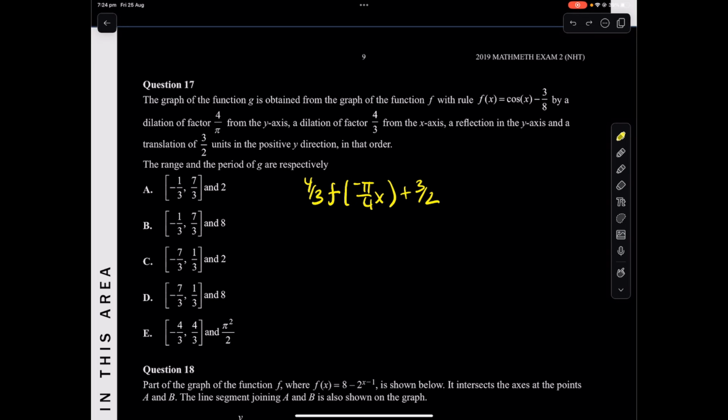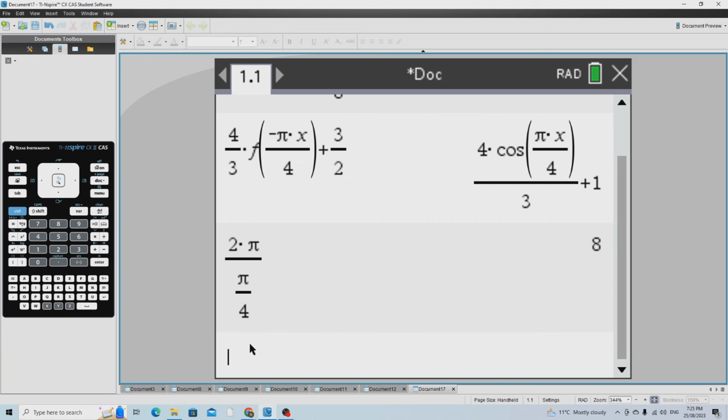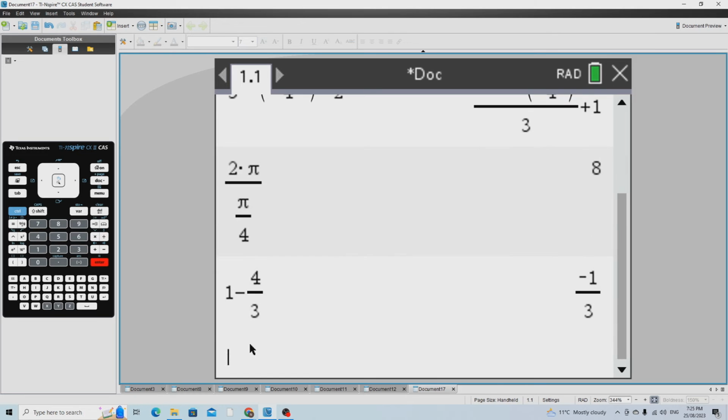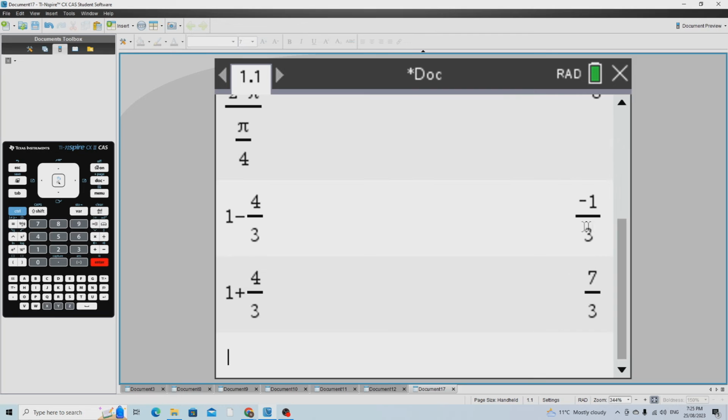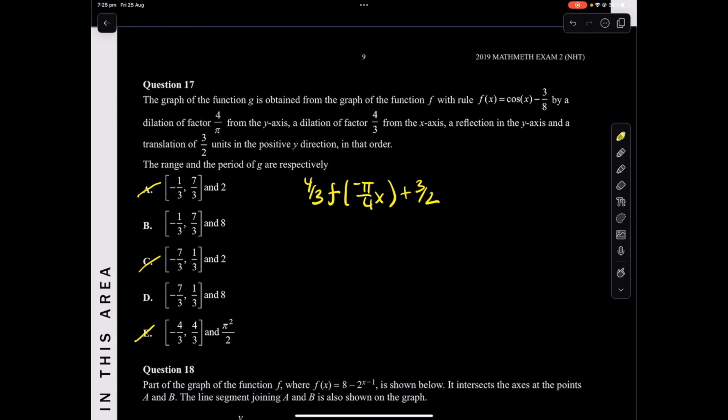Let's look at the answers here. Your period is 8. So it's not E, C, or A. And your range, if you look in the function, your range is 1 minus 4 over 3 and 1 plus 4 over 3. So negative 1 over 3 to 7 over 3. B is your only answer for that one.